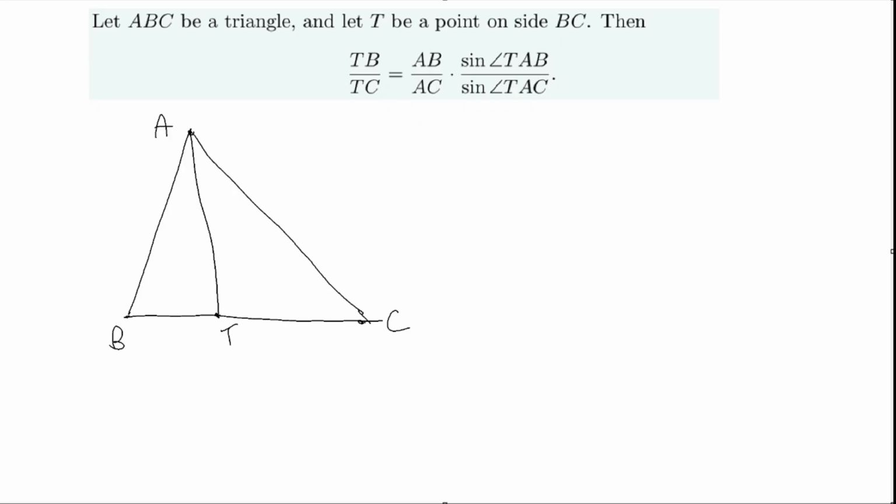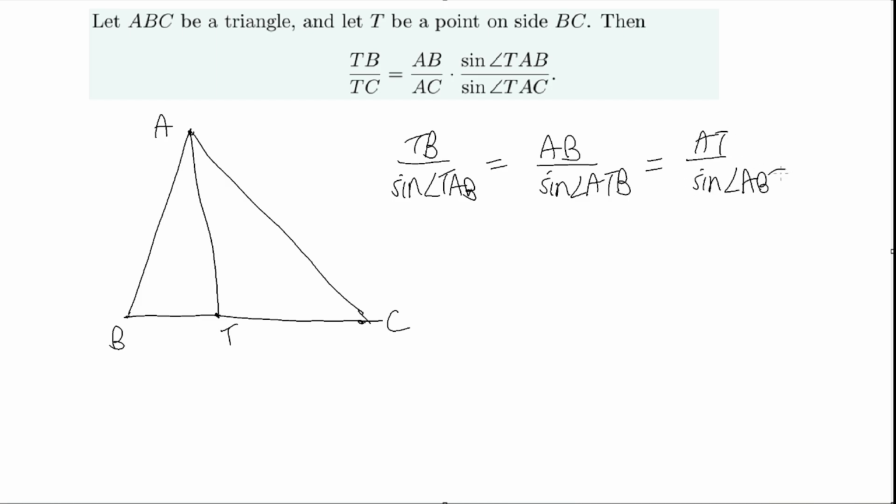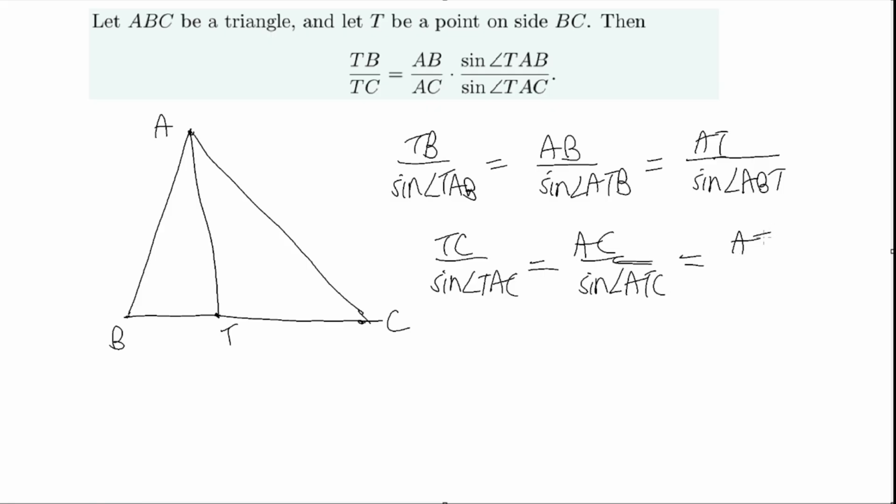When we do this, we end up getting that TB over sine angle TAB is equal to AB over sine angle ATB, which is equal to AT over sine angle ABT. All right, and we can do something similar with TC and ATC. So we have TC over sine angle TAC is equal to AC over sine angle ATC, and this is equal to AT over sine angle ACT.